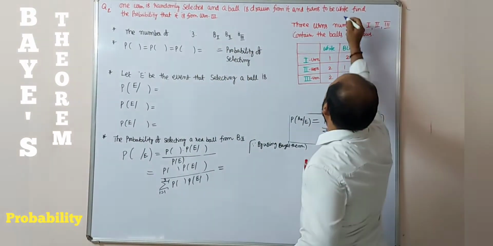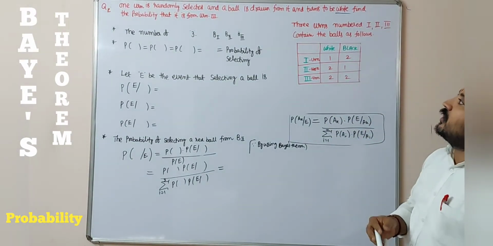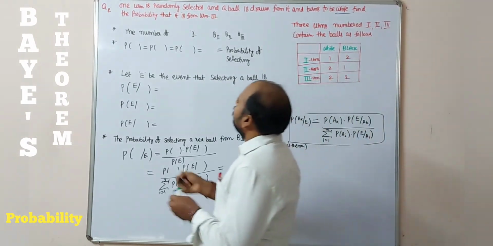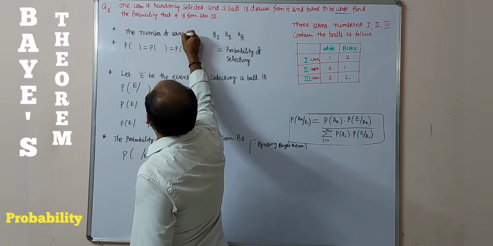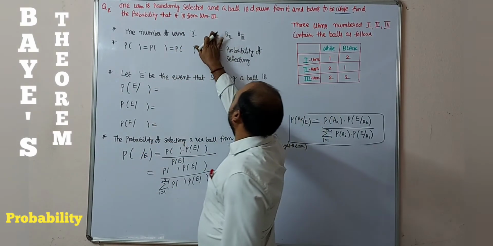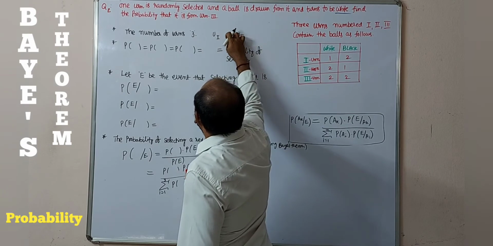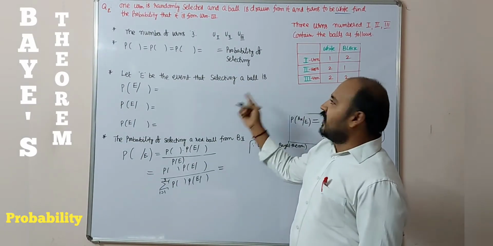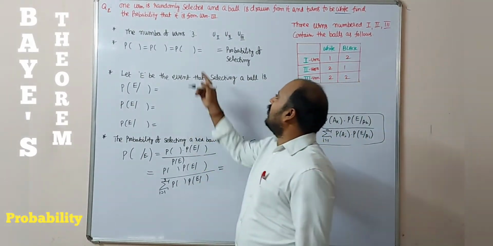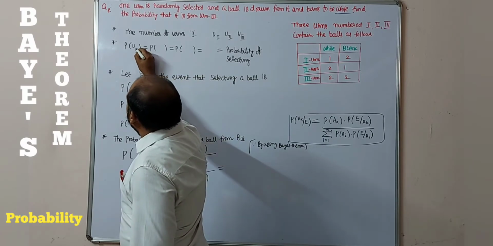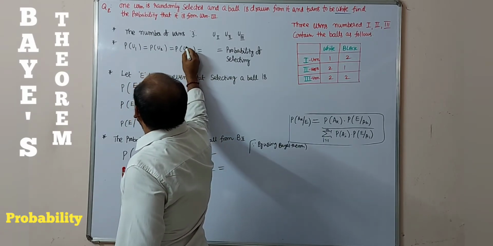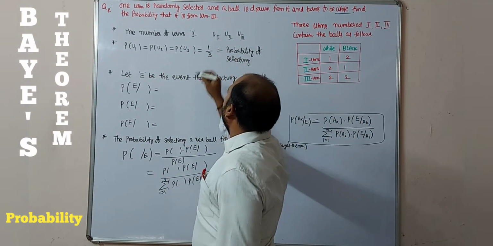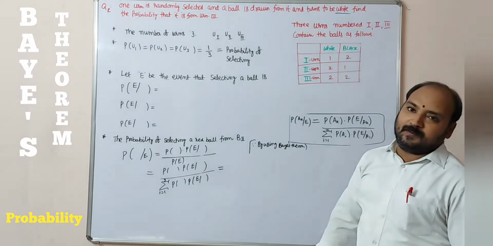Here it is mentioned clearly: the white ball selection from urn 3. So total how many urns are there here? 3 urns are there. So the number of urns is 3. Not B1 as we wrote previously, this is U1, U2, U3. Urn 1, urn 2, urn 3. So out of 3, 1 urn is selected in 1 by 3 ways. So for each and every urn, P of U1, P of U2, P of U3, according to our convenience, we are writing. The probability of selecting an urn is 1 by 3.